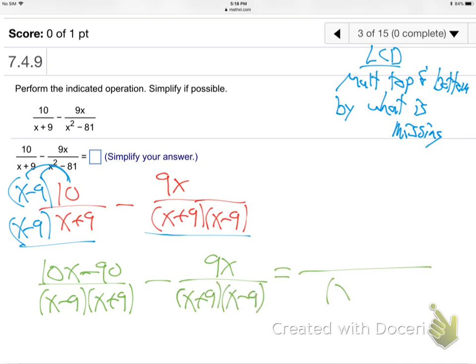Okay, put them together into one fraction. What's going to happen? 10x minus 90 and then minus 9x.